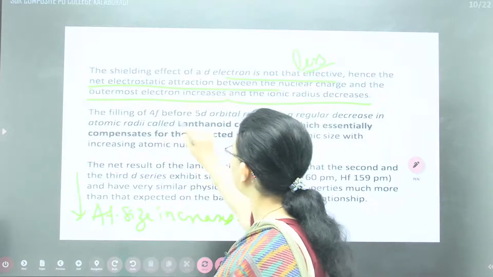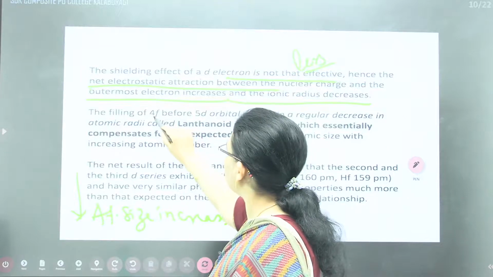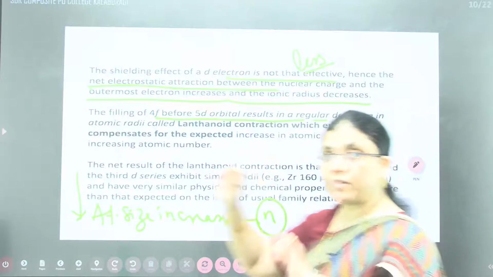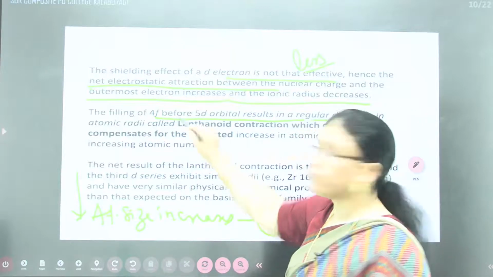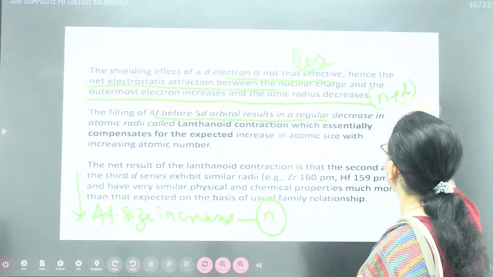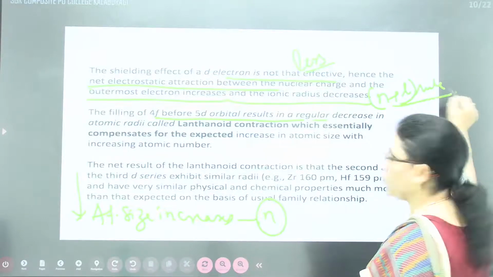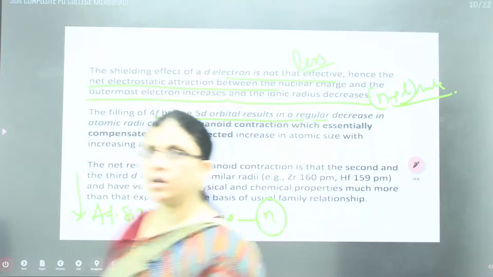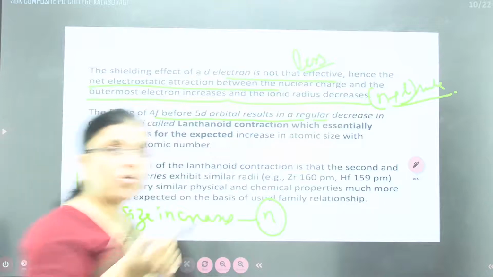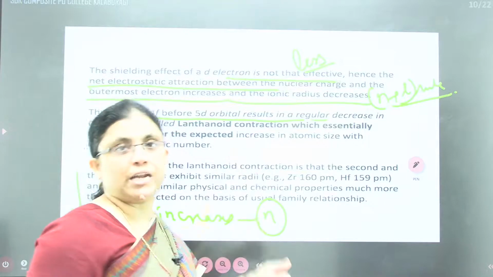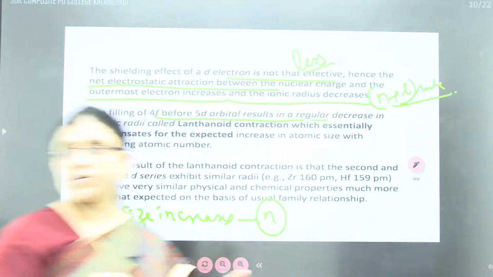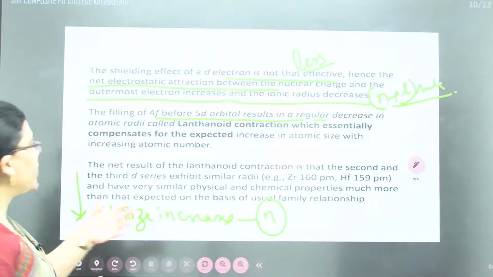The filling of 4f orbitals before 5d orbitals results in a decrease. When we are deciding this, 4f before 5d, we can apply the n+l rule. Based upon the n+l rule, while filling the electronic configuration, the lower the value of n+l, the lower will be the energy, and always the electrons are filled in the increasing order of energy level.